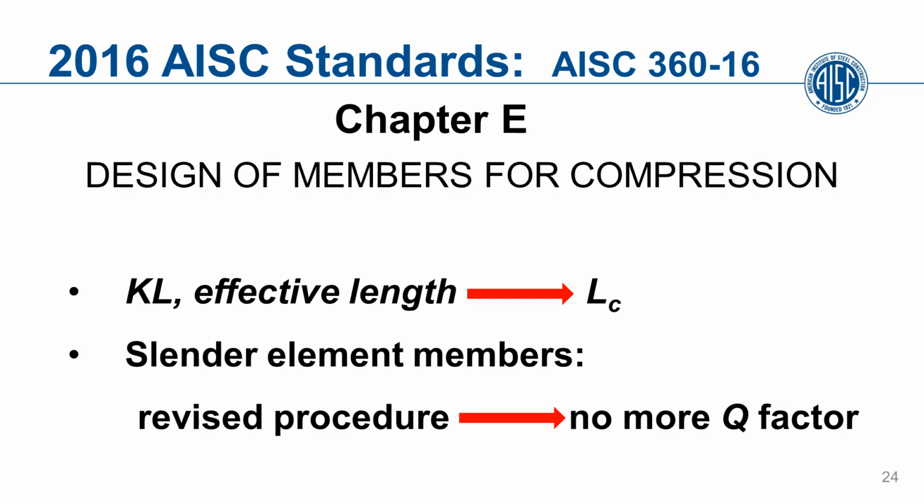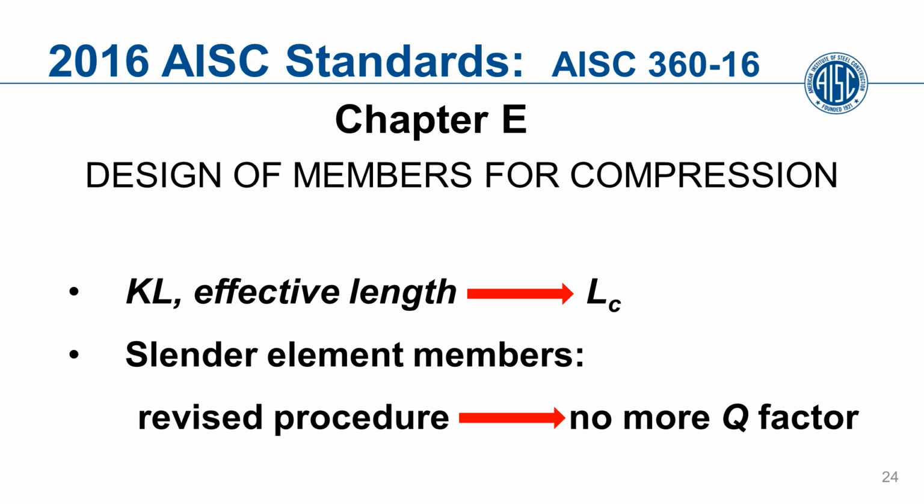Chapter E has new criteria for the design of compression members. One of the major changes you're going to see in here is KL is no longer used for effective length, but L sub C is. Slender element member design has a revised procedure with no more Q factor.